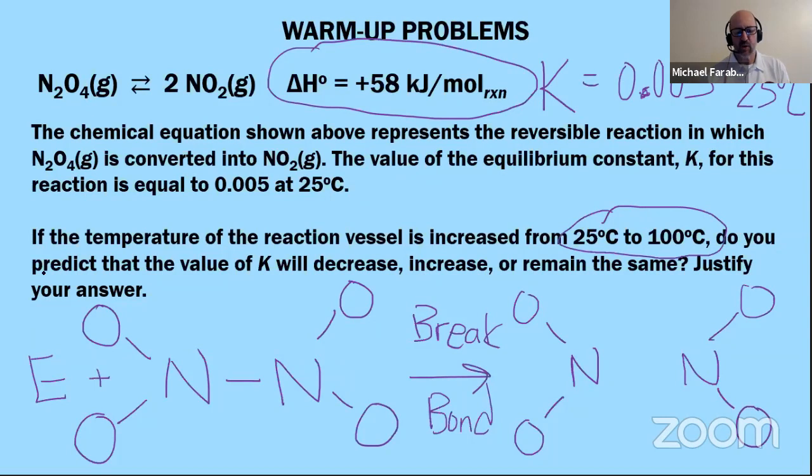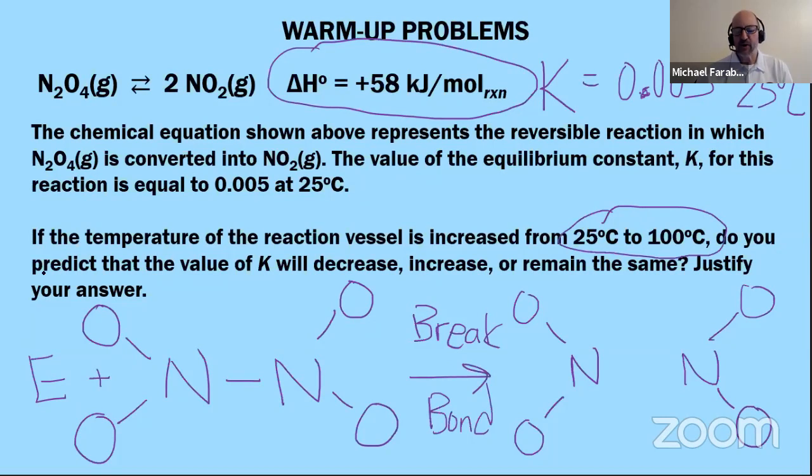So energy is absorbed. Now let's take a look at the second part of this question where it says, if the temperature is increased from 25 to 100 degrees Celsius, do you predict that the value of K will decrease, increase, or remain the same? What you should know about equilibrium constants is that they are temperature dependent. So the correct answer to this question is that it's either going to increase or decrease, it will not remain the same.